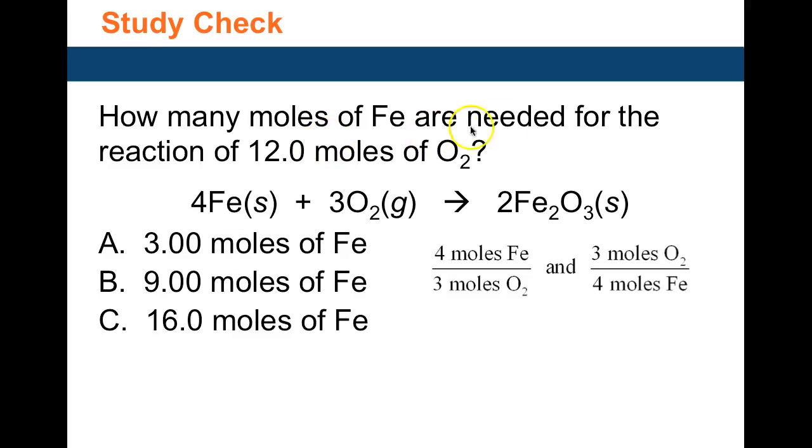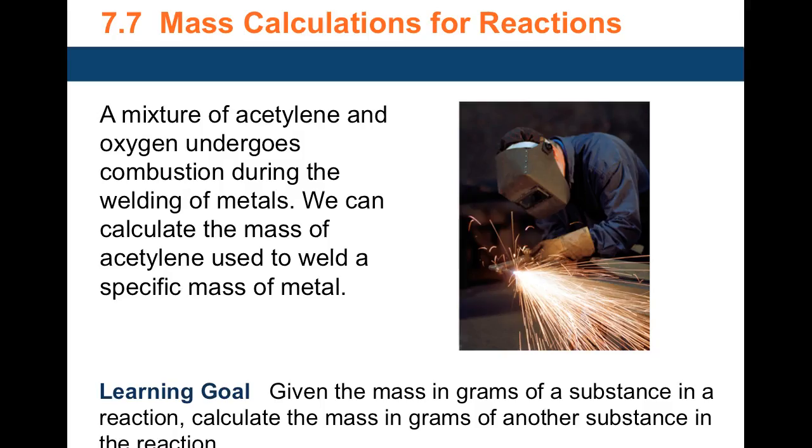So how many moles of iron are needed for 12 moles of oxygen? Okay, so for 3 moles of oxygen, you need 4 moles of iron, right? So if you had 12 moles of oxygen, that would be 12 times 4 divided by 3, and that would be 16. So 16 moles of iron. We'll stop here.